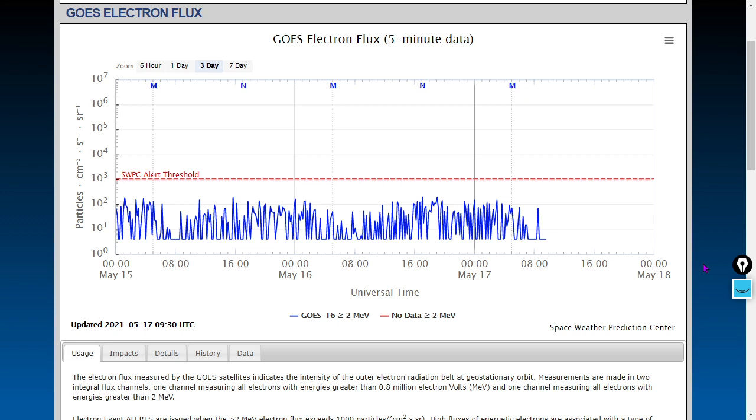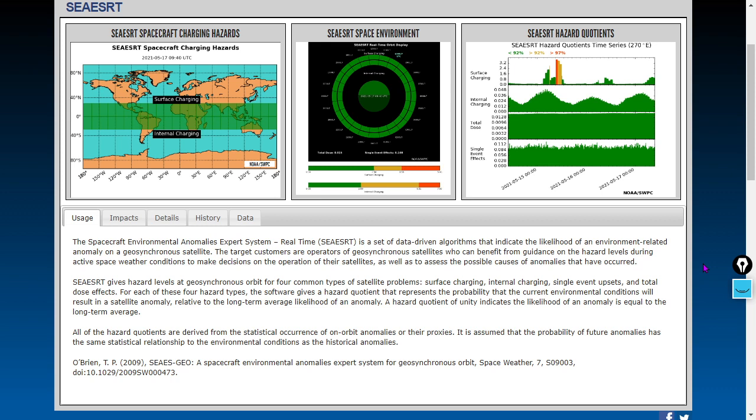And we're wondering where the electrons are. Well, it's because the coronal hole wind stream has arrived and depleted them. It's like a proton light event. I won't get into it any more than saying that. We don't see any charging hazards. We see low levels of electron flux.